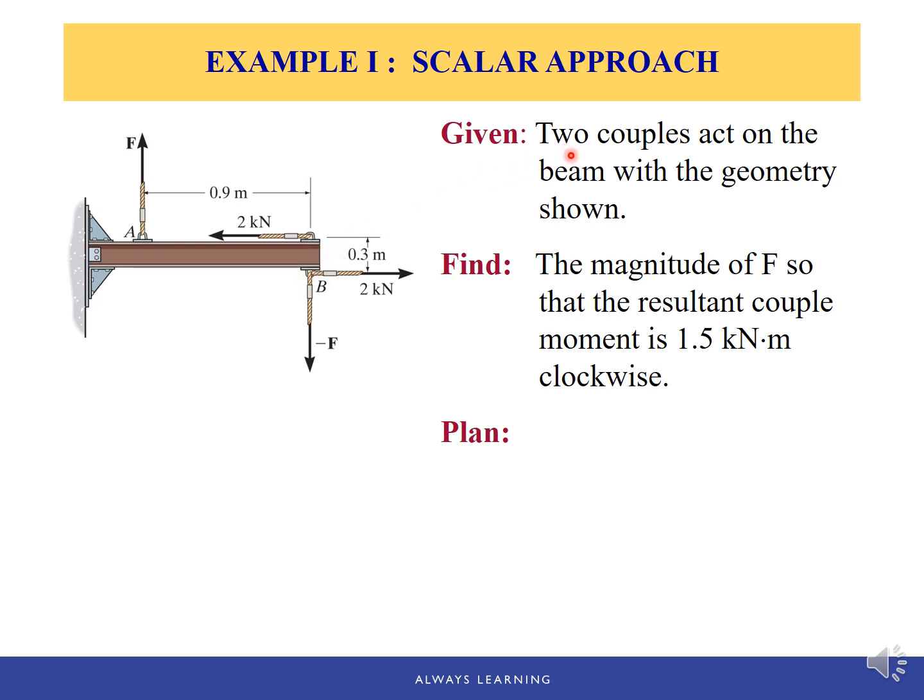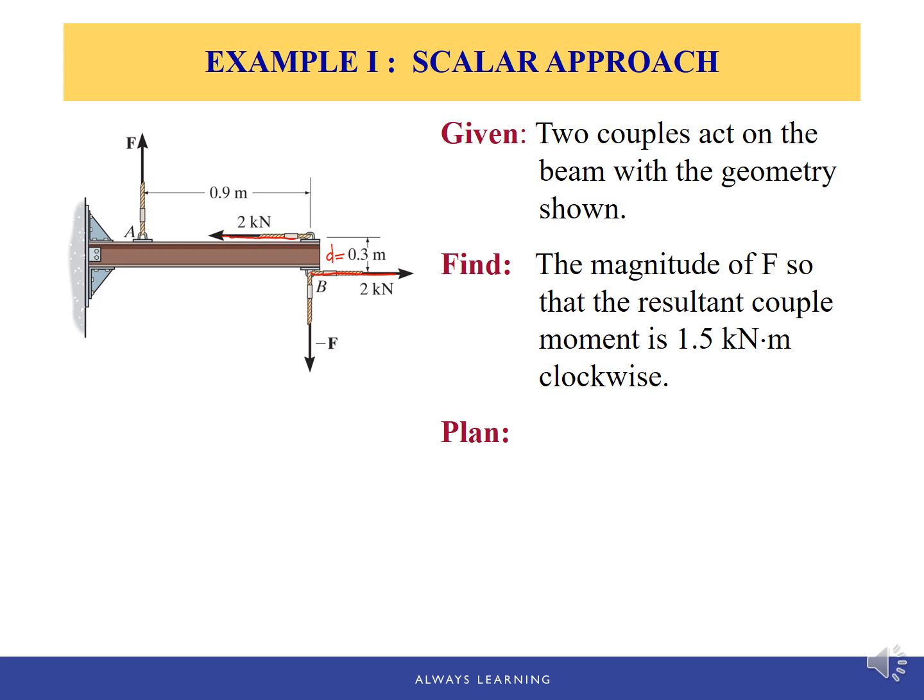So first, we probably want to identify the two couples, right? Couples are two forces of the same magnitude acting in the opposite direction. So we have one couple in the horizontal direction, and the magnitude is 2 kilonewton. And we can easily find the distance between this couple, which is 0.3. So the moment of this 2 kilonewton couple will be calculated with 2 times 0.3.